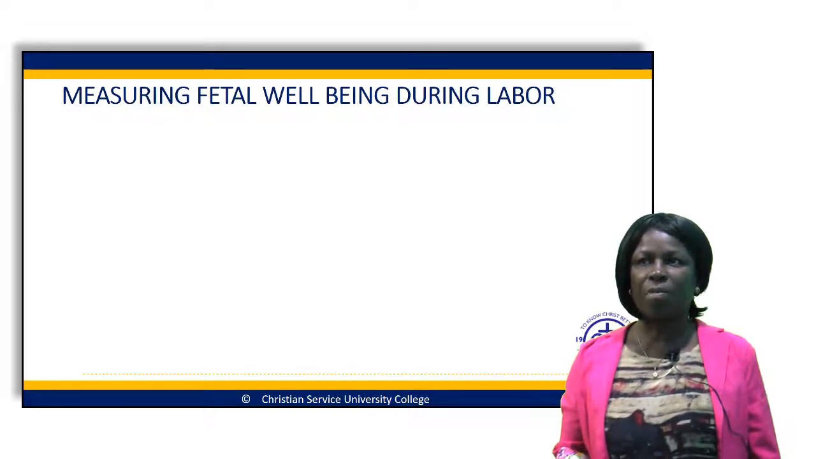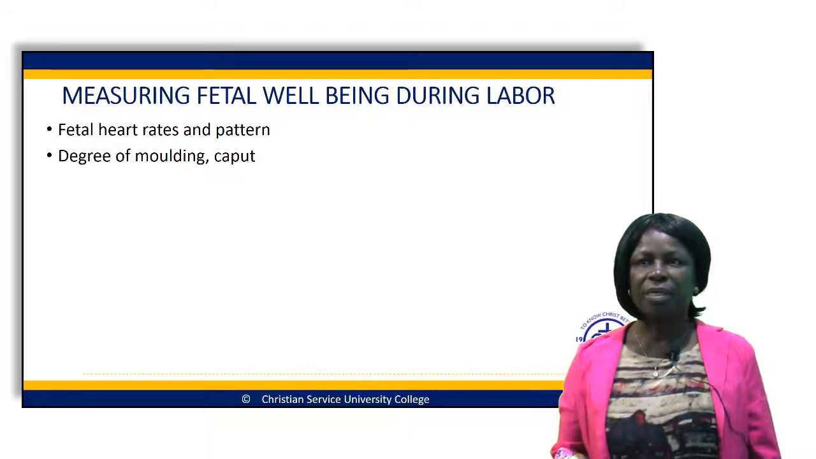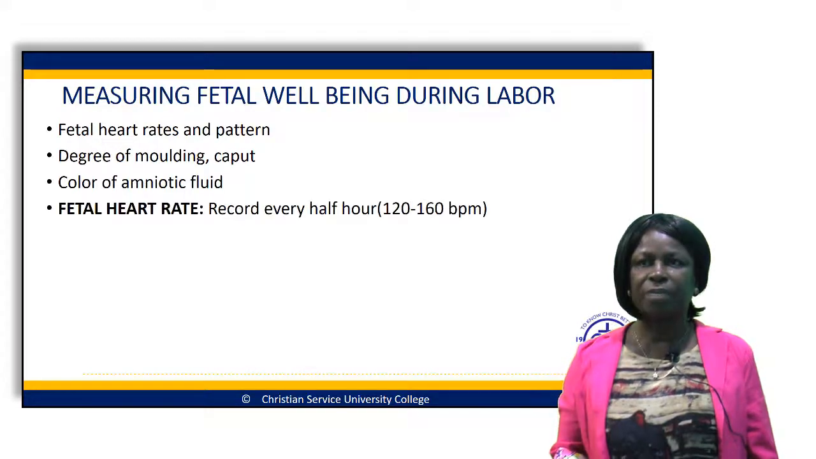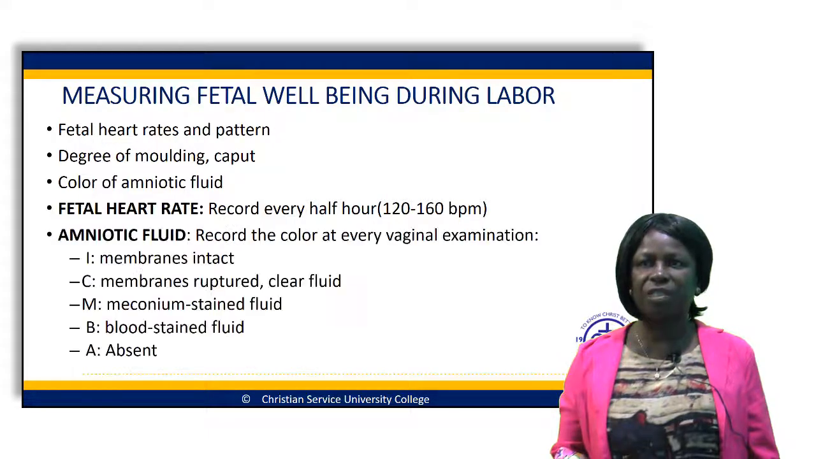Measuring fetal well-being during labor. You are supposed to measure the fetal heart rate and pattern, the degree of molding and caput, whether normal or abnormal, and the color of amniotic fluid. The fetal heart rate is recorded every half hourly, and it should range between 120 and 160 beats per minute. That is the normal fetal heart rate.